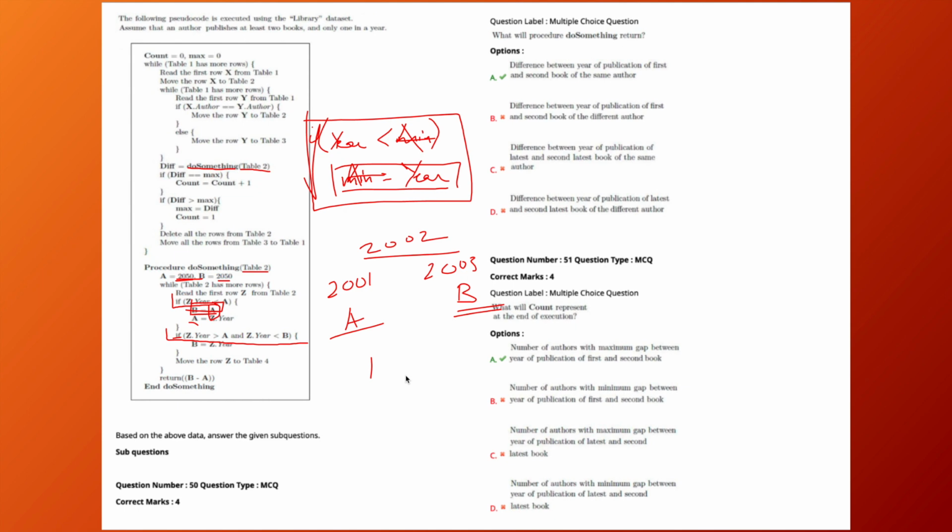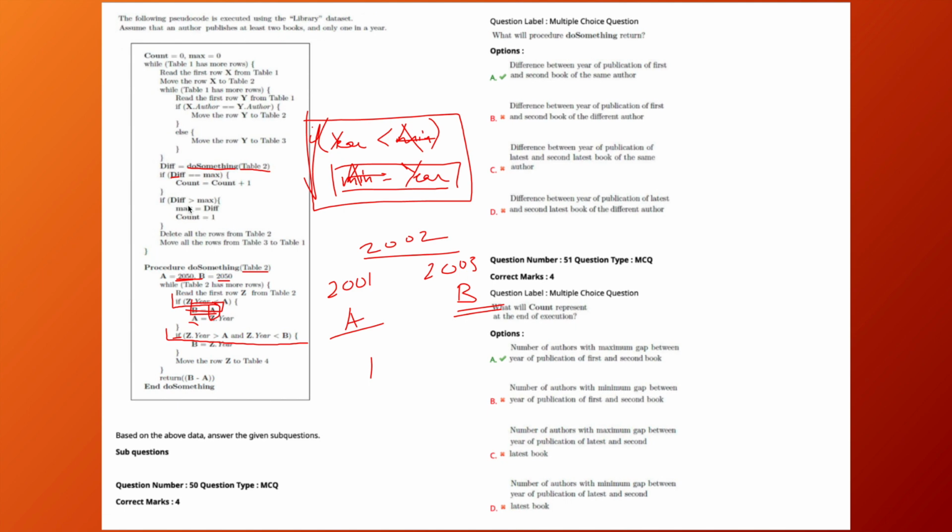So from this itself, we should be able to understand that a gap of 1 year means that this author took a gap of 1 year before publishing 2 of his books. Then it says that if diff, that is difference, let's just call it what it means, the difference between the 2 years is equal to max, then count is equal to count plus 1. If the difference is greater than max, max is equal to difference and count is equal to 1.